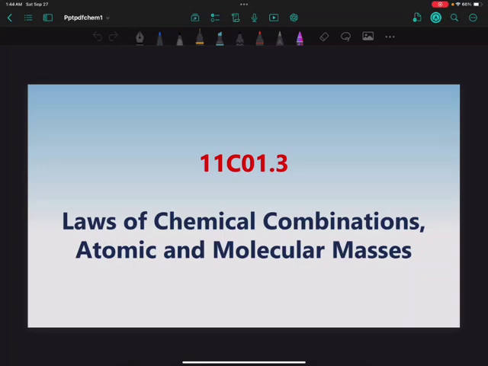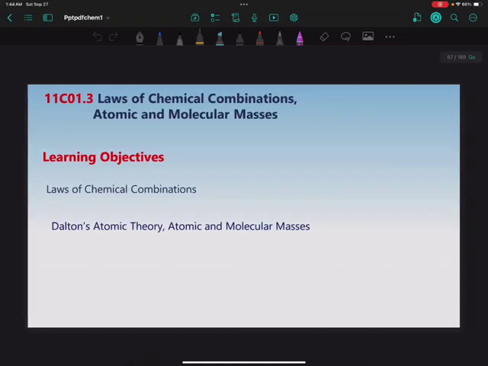Then this will be the last step to wind up this chapter, but a very important and crucial thing that should be recollected and reminded. Okay, today we'll be learning about the laws of chemical combination, the atomic and the molecular masses. So the main objectives of today will be the laws of chemical combination, Dalton's atomic theory, atomic number and mass number. Here Dalton's atomic theory is an important short answer question.